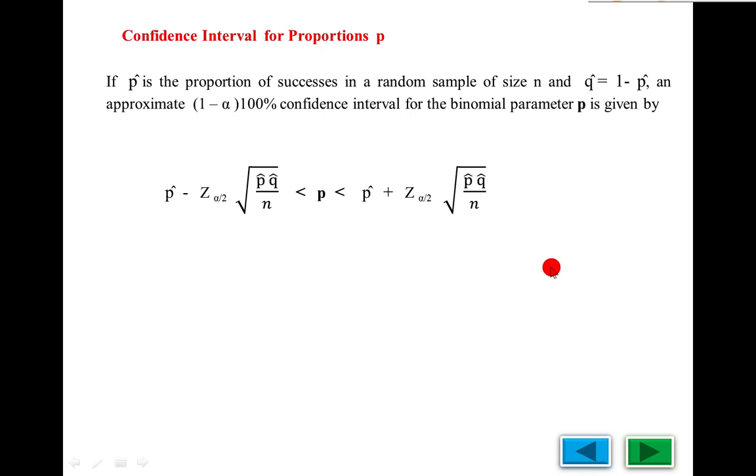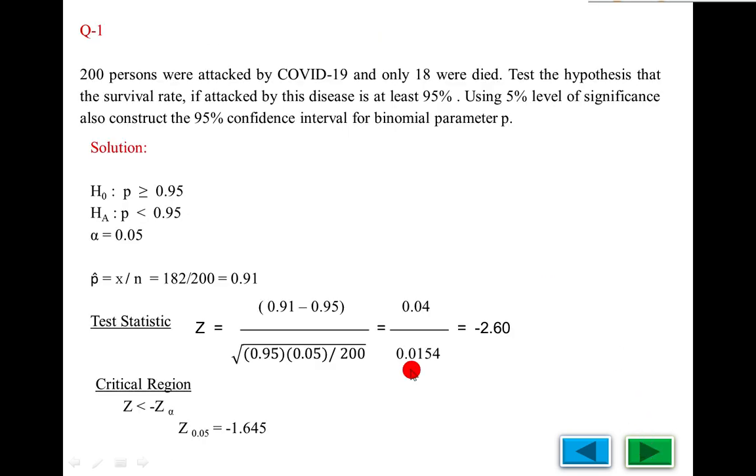Okay, now we will solve the question. 200 persons, this is the n, were attacked by COVID-19 and only 18 died. Test the hypothesis that the survival rate if attacked by this disease is at least 95%. Use a 5% level of significance. Also construct the 95% confidence interval for the binomial parameter P, or simply you can say for P.